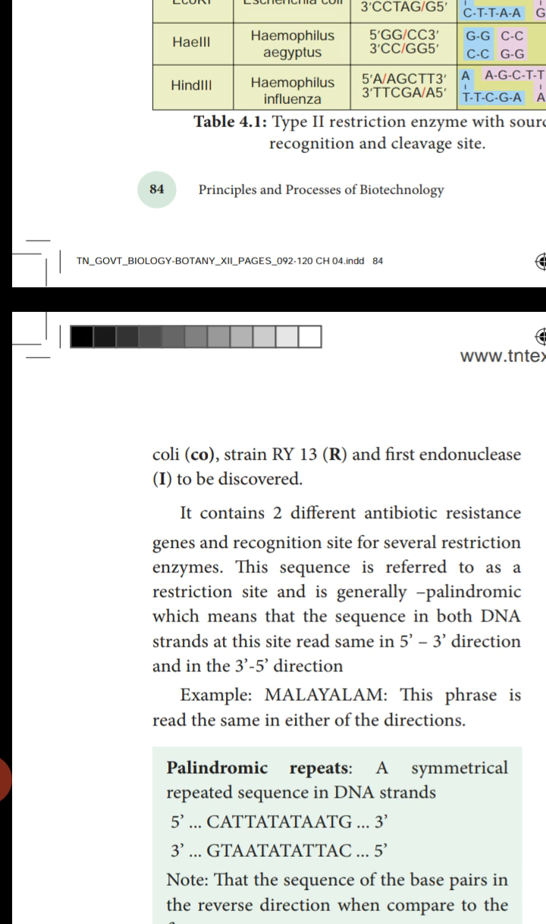So what is this palindromic? If we read a sequence of DNA from the 5 to 3 end or from the 3 to 5 end and it is the same, then this sequence is called palindromic. For example, here it is given the word Malayalam. The word Malayalam, if we read it from right to left or from left to right, is the same. Such a sequence is called palindromic.